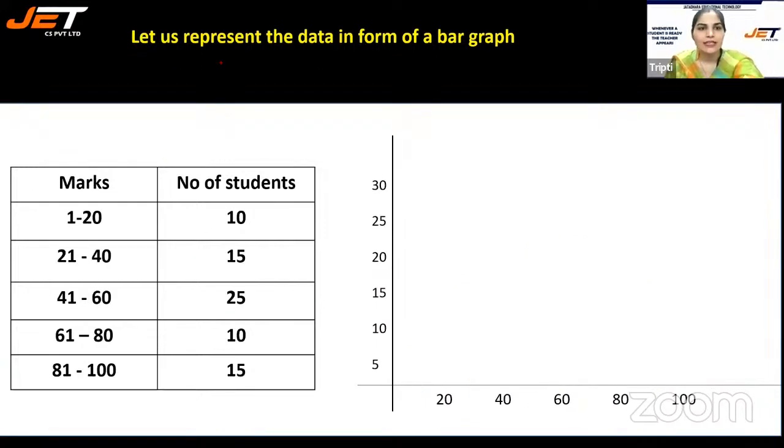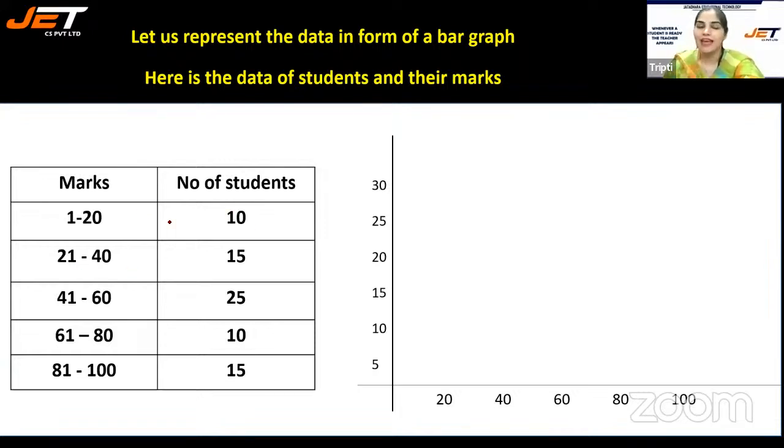Let's see. Here again, you have to make a histogram wherein you are given the number of students and the marks scored by them. Ranging between 1 to 20, there are 10 students. 21 to 40, here we have gap of 20. So 21 to 40, 15 students. 41 to 60, 25 students. 61 to 80, 10 students. And 81 to 100, 15 students.